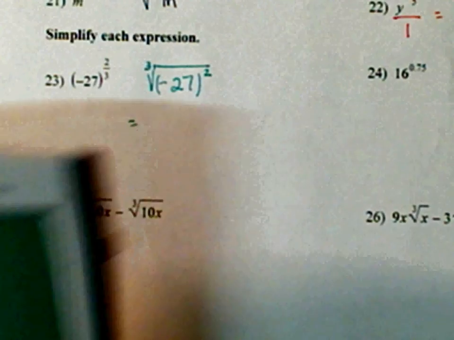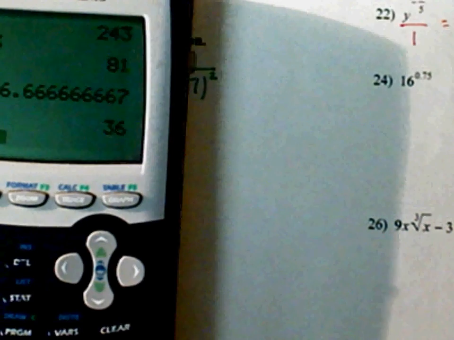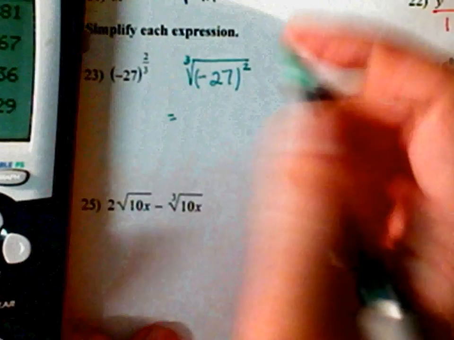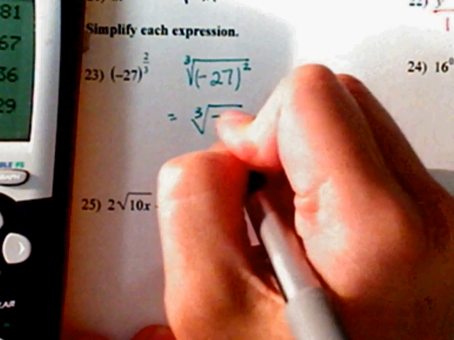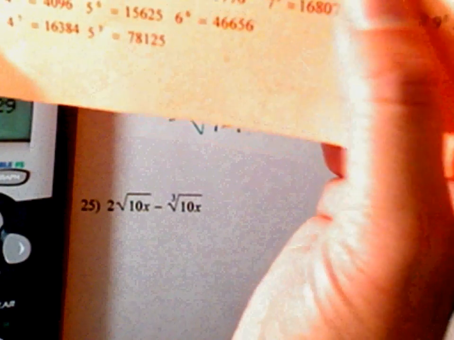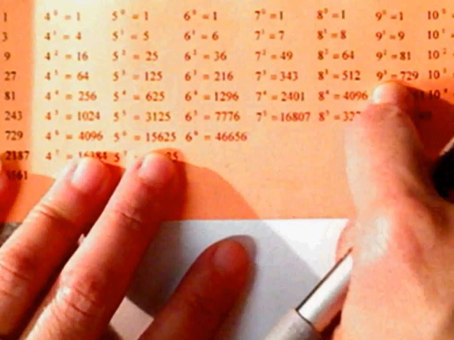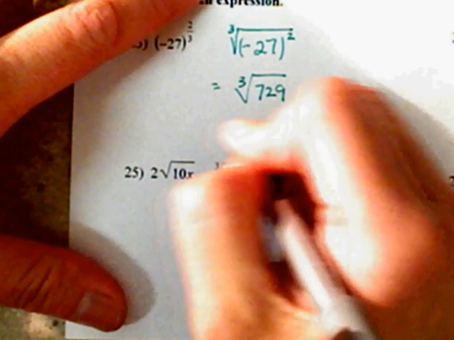Negative 27 squared is not on here. So we're going to use the calculator for this one, okay? So, parentheses, negative 27 squared. Comes out to be 729. What's the cube root of 729? Do you see it on here? Okay. Cube root of 729 is 9. There's your final answer for 23.